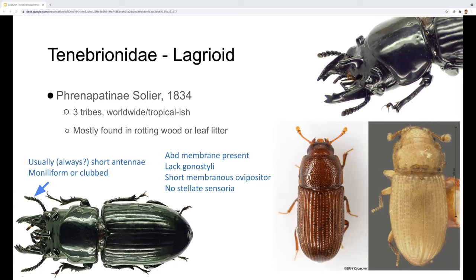Their antennae are compressed. They're kind of moniliform or clubbed at the end. Abdominal membranes are present on their ventrites. They lack gonostyli on the ovipositor, and they don't have compound sensoria, which we'll talk about in a minute. We have some cool things here that mimic lucanids and a bunch of little leaf litter and dead wood dwelling critters that are pretty cool.